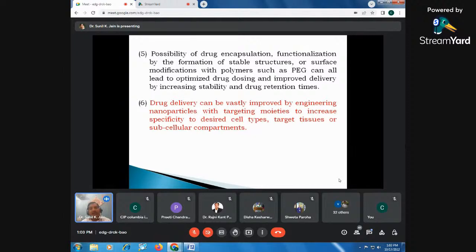Okay, the next point is engineering. We can prepare engineered nanoparticles. Drug delivery can be vastly improved by engineering nanoparticles with targeting moieties to increase specificity to desired cell types, target tissues, or subcellular compartments. We can use certain ligands and target by using receptor targeting. It is very much useful for antiviral therapy.